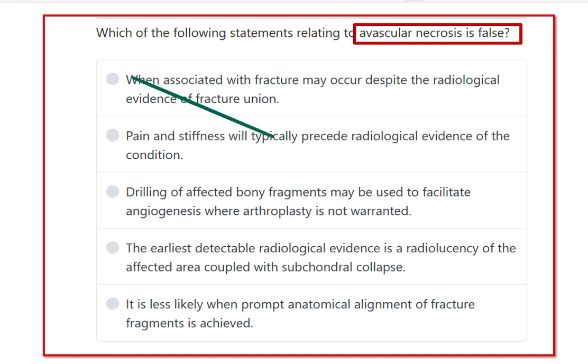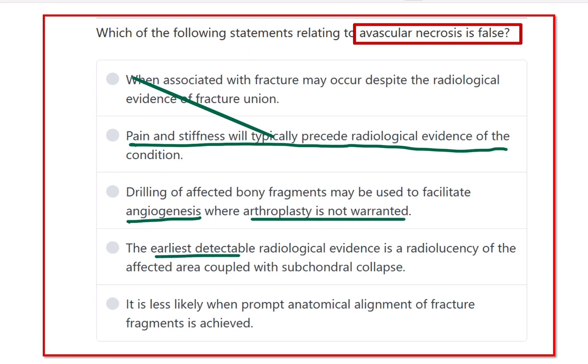Pain and stiffness will typically precede radiological evidence of the condition. Drilling of the affected bony fragment may be used to facilitate angiogenesis, where arthroplasty is not warranted. Earliest detectable radiological evidence is radiolucency. It is less likely when prompt anatomical alignment of the fracture fragment is achieved.